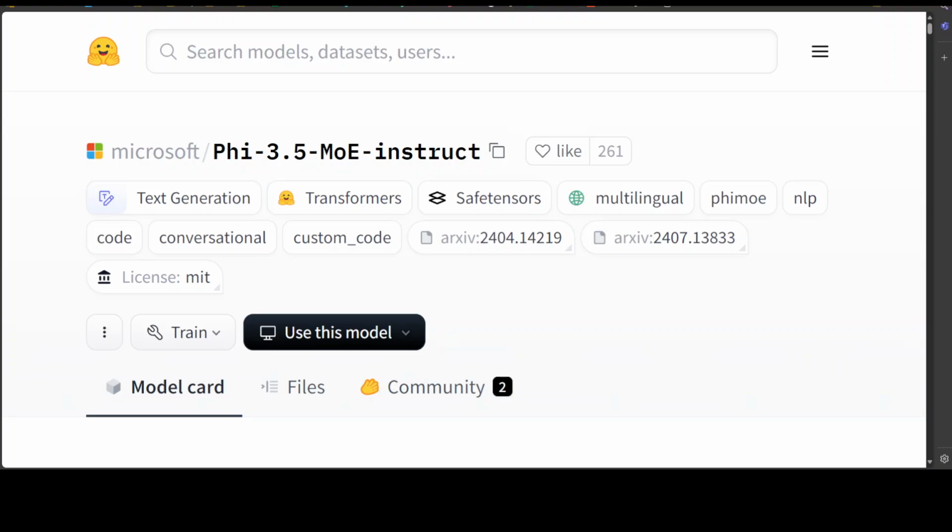The architecture is quite interesting for this Phi 3.5 MoE. It has 16 times 3.8 billion parameters with 6.6 billion active parameters when using two experts. The model is a mixture of expert decoder only transformer model using a tokenizer with a vocabulary size of 32K, and it is best suited for prompts using the chat format. It's again a multilingual one.